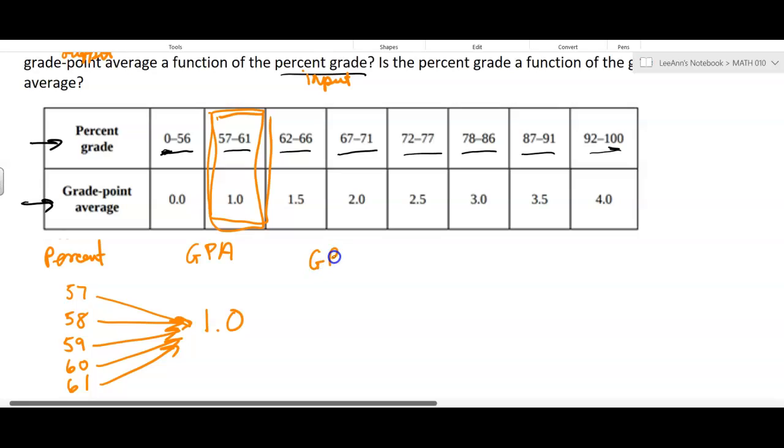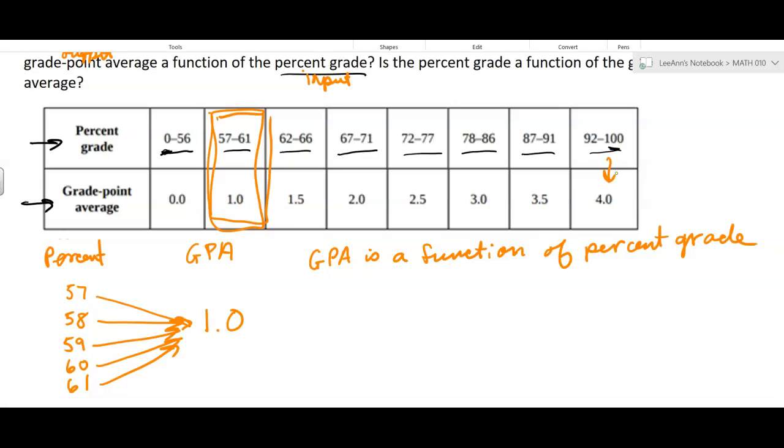So GPA is a function of percent grade. Now, if you think about it, if you have a percent grade, say you got a 95 on the test, well, that can only go to one grade point average. You can't have it going to 2 different places. That wouldn't make sense. Okay, now what if we flipped it?